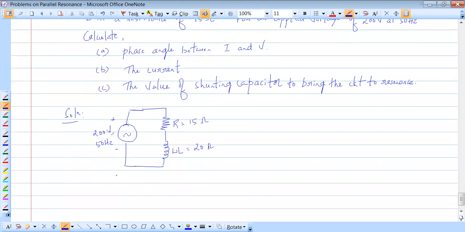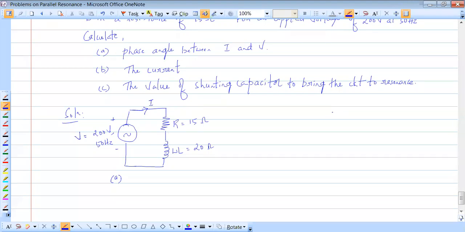First one is they are asking the phase angle between I and V. So we need to have an I flowing here. Fine, this is V, mind you, the applied voltage. If we find out I, then we'll be able to understand what is the phase angle between this and this. Suppose you have to express this V in terms of a complex number. How would you express that?